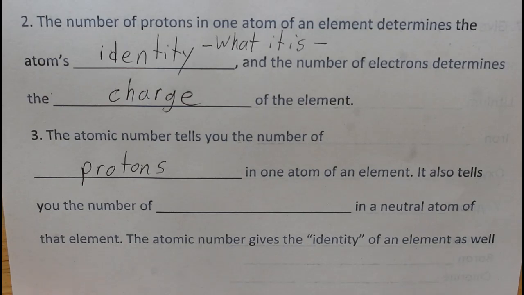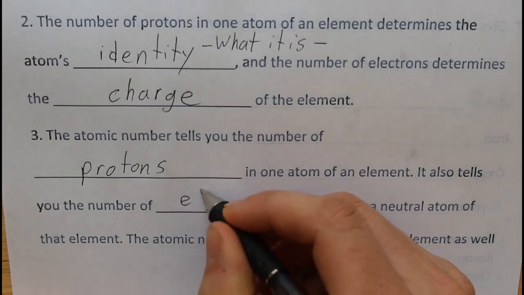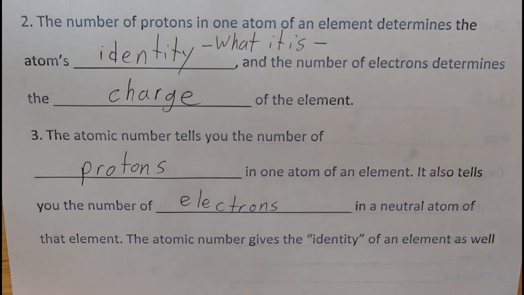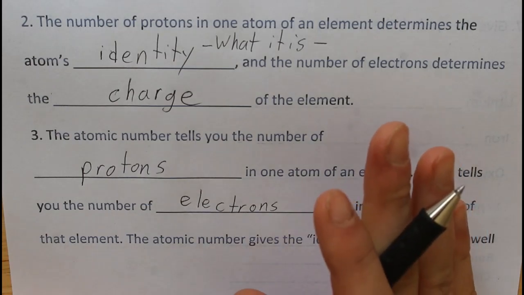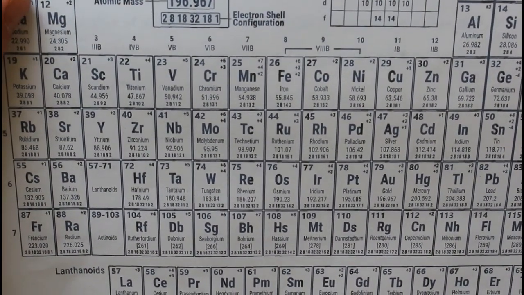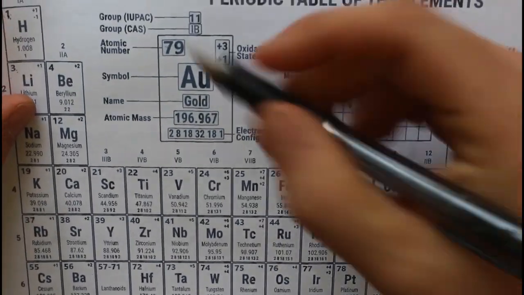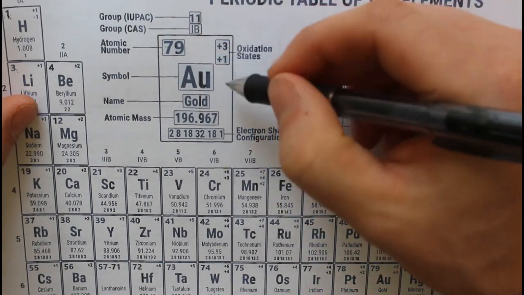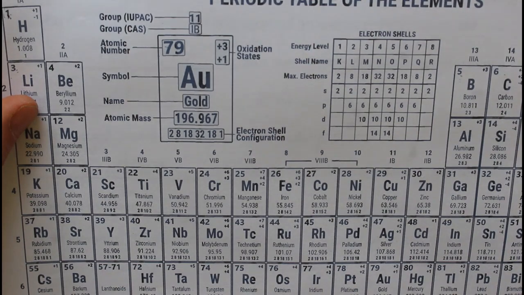It also tells you the number of electrons in a neutral atom of that element. If the atom is neutral, that means the same amount of electrons and protons are there, so you can assume they're the same. And what do you mean neutral? We can see all these pluses on there. These will tell you whether it's positive or neutral, or could be one or the other, so it can change a little bit. There's always a lot of change and variety in elements.